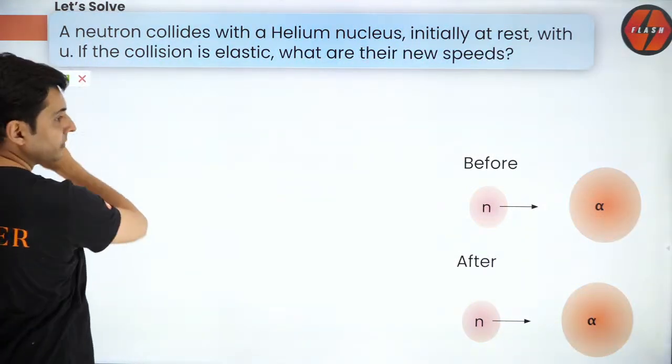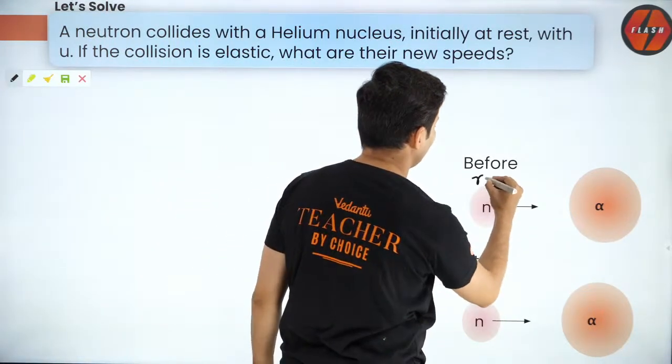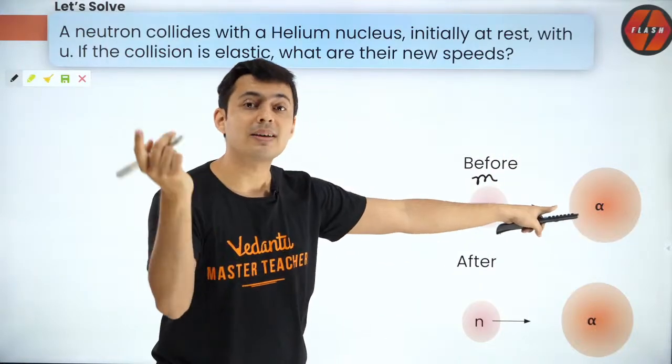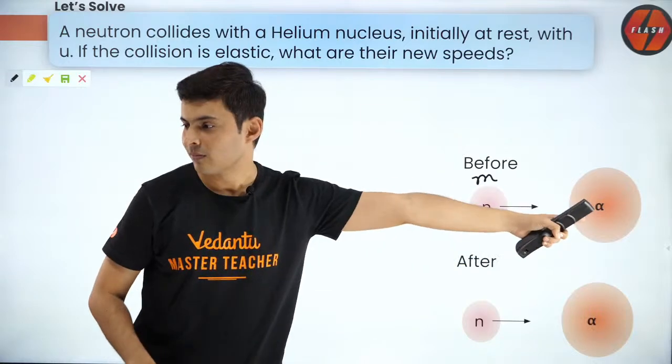Okay, so let's assume these things. First, start. This is a neutron. Assume the mass of neutron. How much? M. So if mass of neutron is M, what should be the mass of helium? 2m, 3m, 4m, 5m. How much should it be? Think.